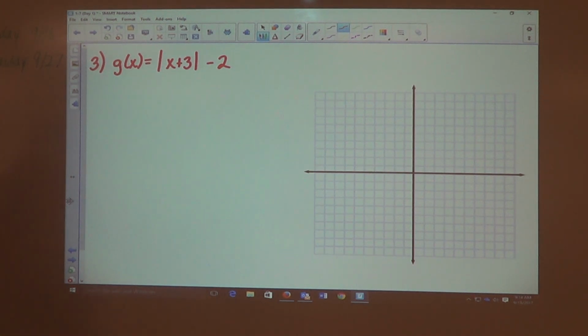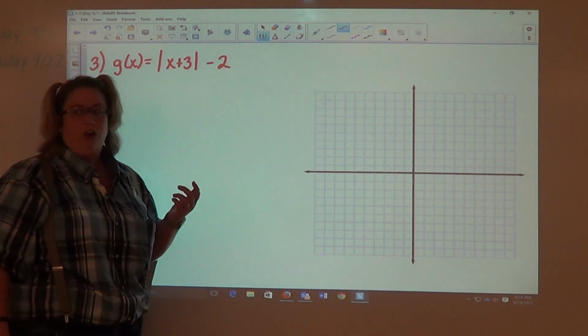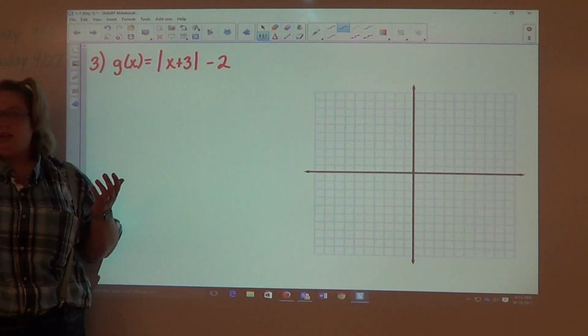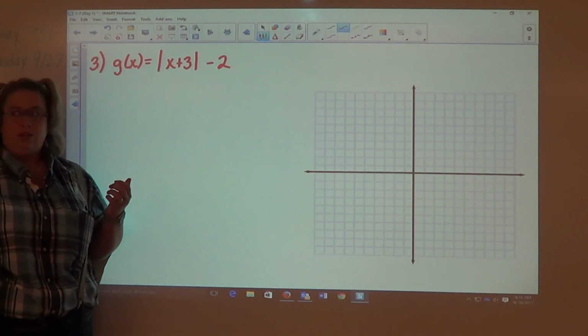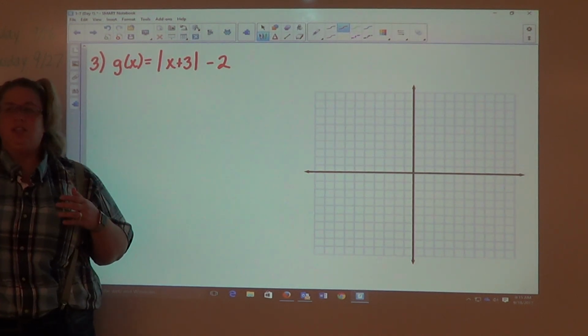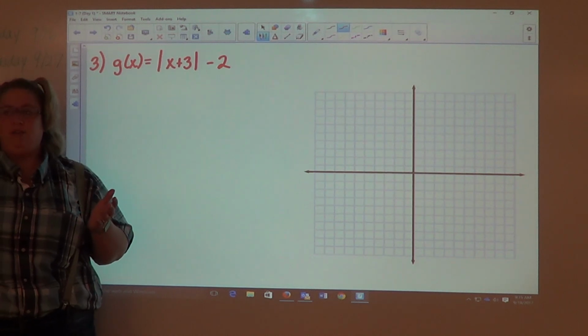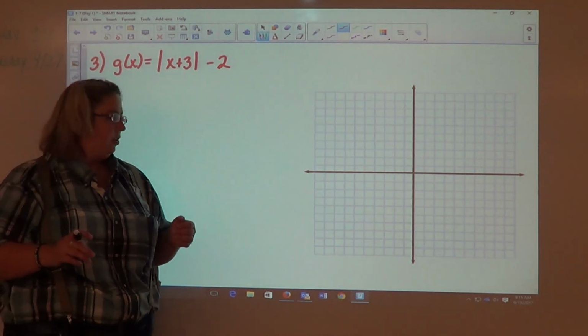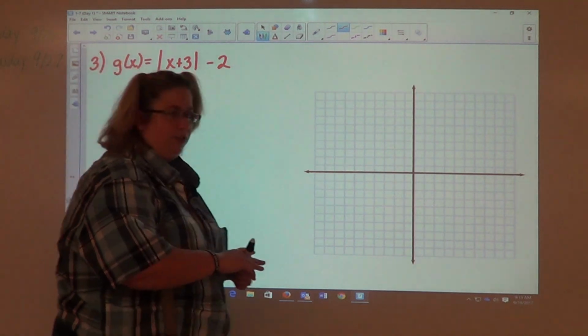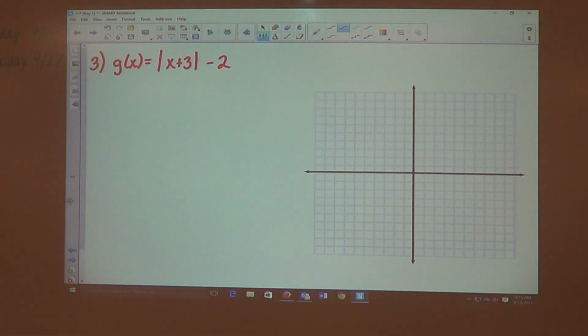Do you know what your transformation is if there's a number in front that's multiplied? Okay, it means it's stretched or compressed. Do you know how you know the difference? If it's a fraction, it's compressed.